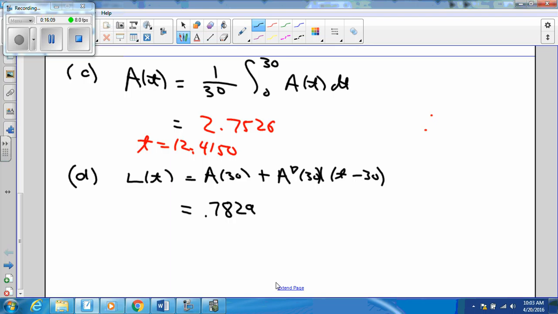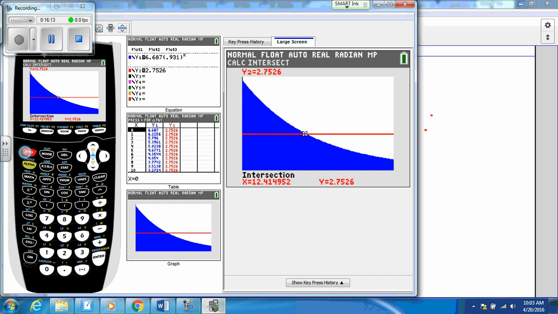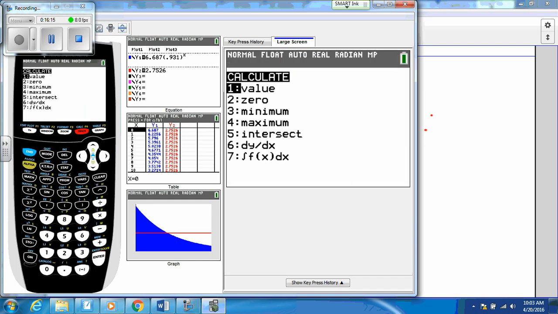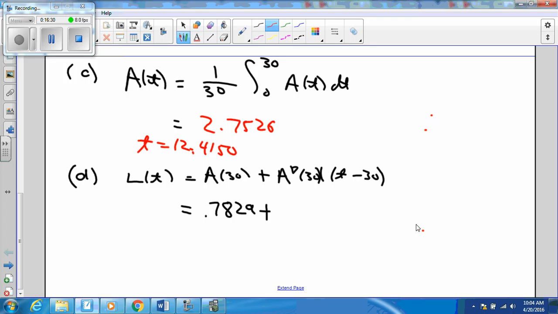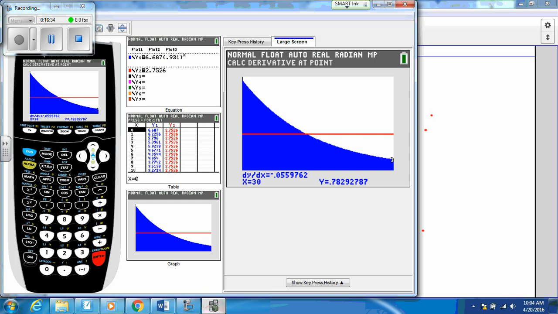And we have a value for a, no, we don't have a value for the derivative at 30. Let's get that down. So second, calc, and dy dx, 6. And that's going to give us, at t equals 30, 0.7829. No, that was wrong. Negative 0.0556.